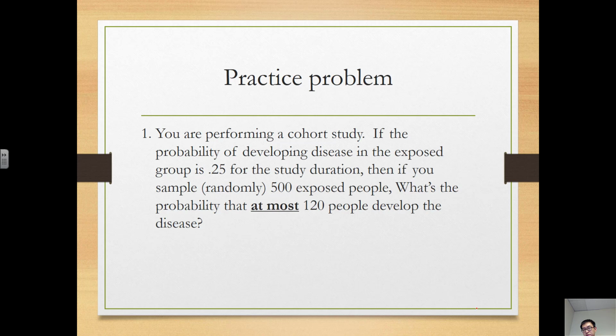Okay, so suppose you want to use binomial distribution to solve the problem. What is n here? n is 500, right? What is p? The probability of success in each trial. So it's 0.25, right? So that's the probability of developing disease.